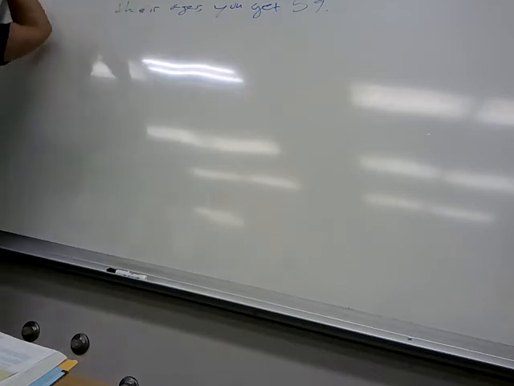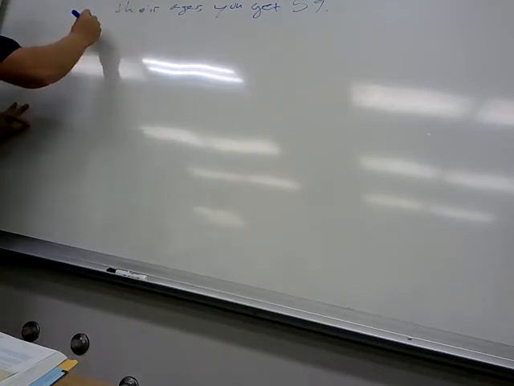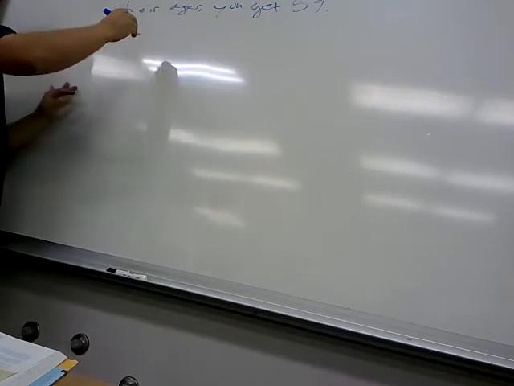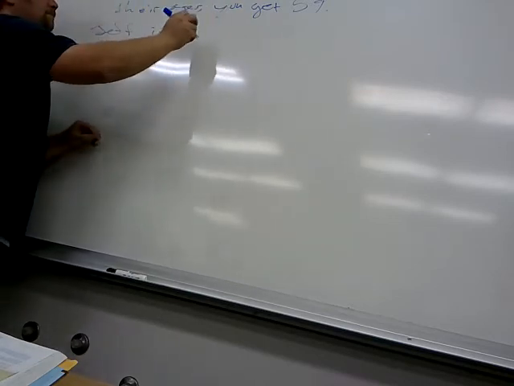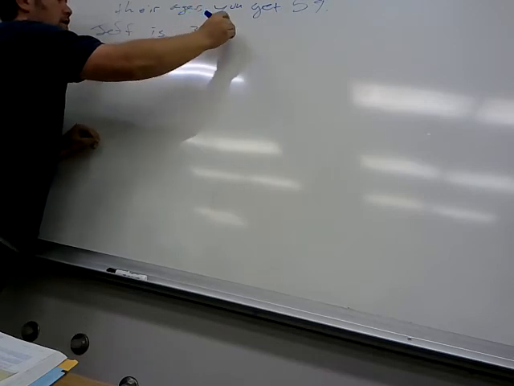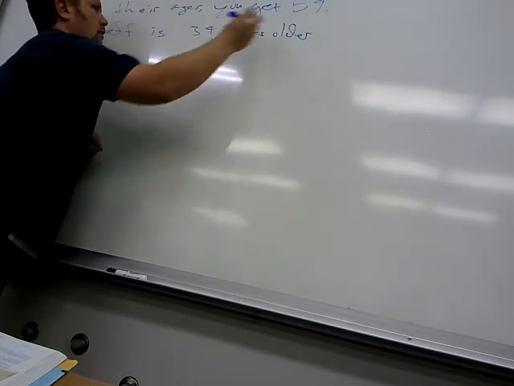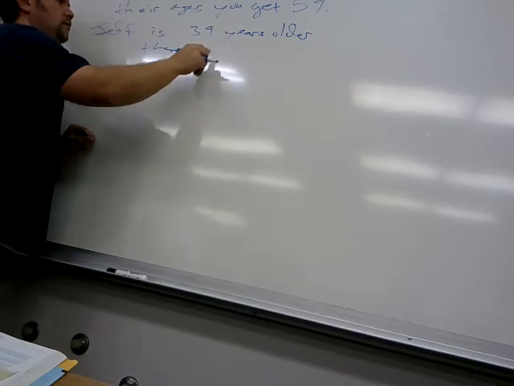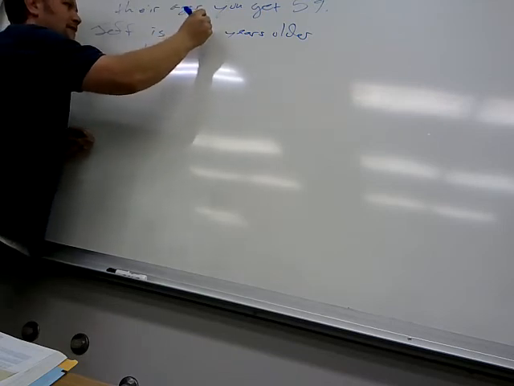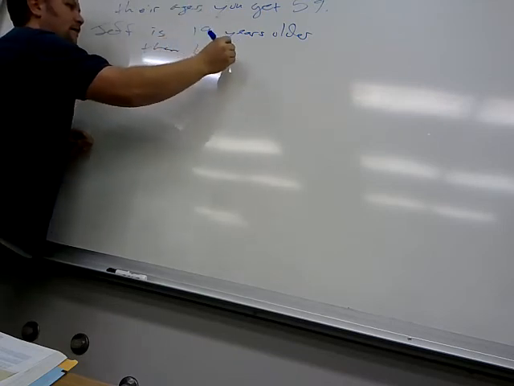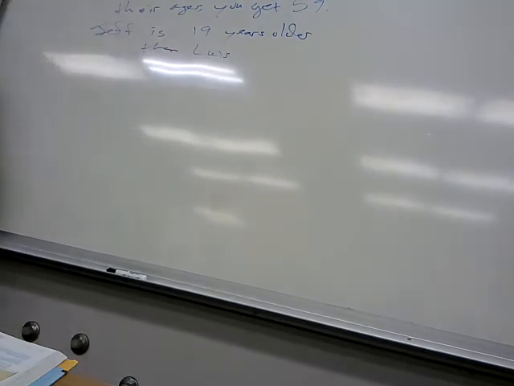So if I told you some more information, Jeff is 19 years older than Luis. So here's how you do this, and trust me, the people that don't do what I'm about to do are the people that are going to make the most mistakes.